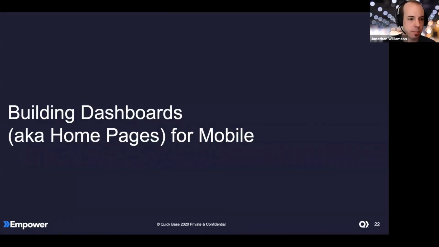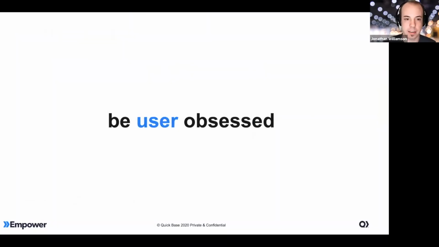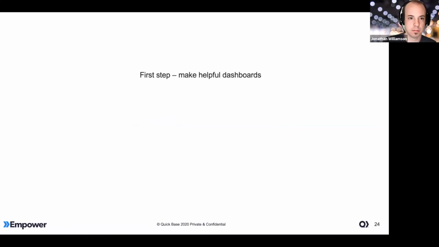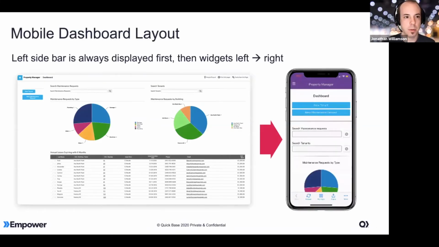Building dashboards or home pages is the next thing we can do for mobile. And like forms, the most important thing to remember is to be user obsessed. The mobile dashboard layout is one of the first ways we can customize how a dashboard looks like on mobile. And for many of our mobile users, they'll actually go into the dashboard and that will be the first place that they start their day. So a great thing to have on there are buttons to add new tasks or add new sales calls or add new whatever meeting they have that day. Also searching, you can also even have a filtered list of their tasks defined by what user is assigned to each task.